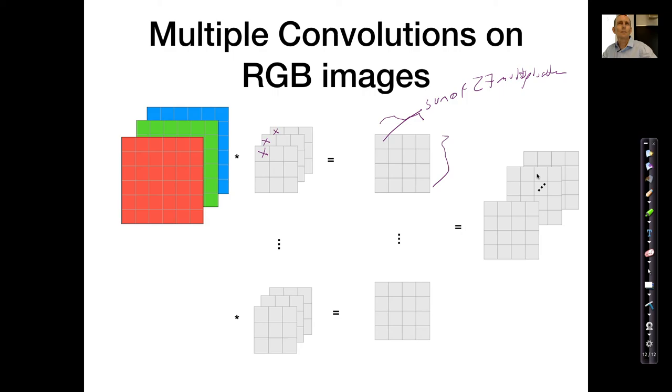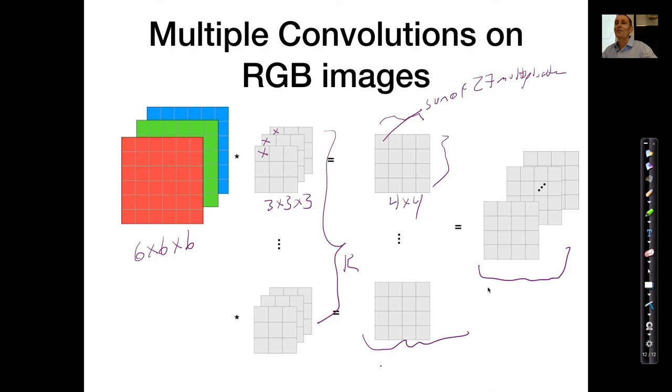Okay. How big is this? What's the size of this input? 6 by 6 by 3. How big is this? 3 by 3 by 3. And let's say there are k of these. Okay? How big is this one? 4 by 4. How big is the sum of them all? Actually, yeah, here, which is right there, it's 4 by 4 by k. So that'll now be the input to the next layer instead of a 6 by 6 by, why did I say 6 here? Right, this is 6 by 6 by 3. It'll now be a 4 by 4 by k. So the number of convolutions of the previous layer tells you the number of dimensions of this last dimension here.